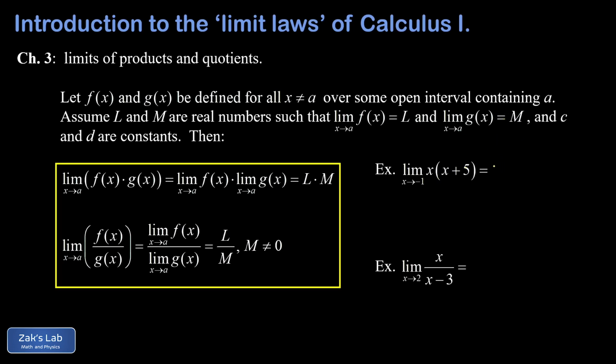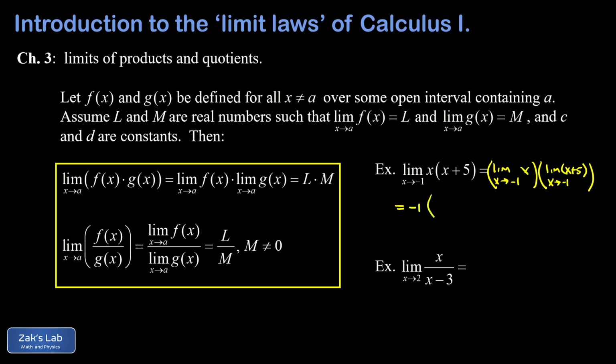So that's a product of 2 functions. The first one is x, so I can write this as the limit as x goes to negative 1 of x. And I'm going to multiply that by the limit of x plus 5 as x goes to negative 1. All right, so the limit of a product is the product of the limits. And now I know how to evaluate that first one. The limit of x as x goes to negative 1 is just negative 1.